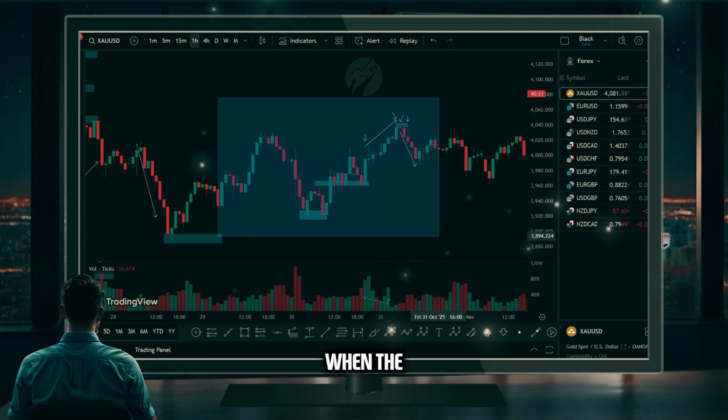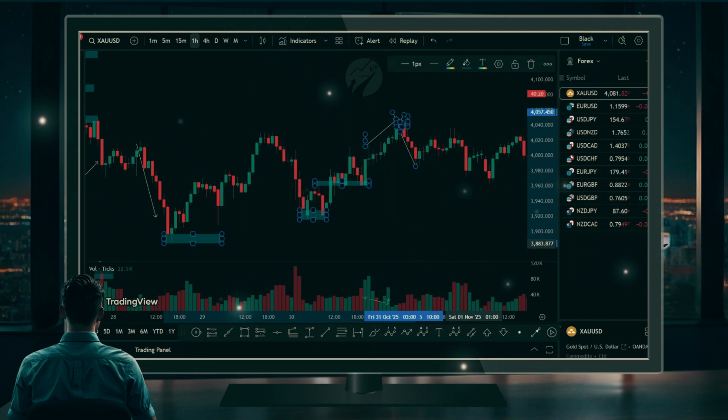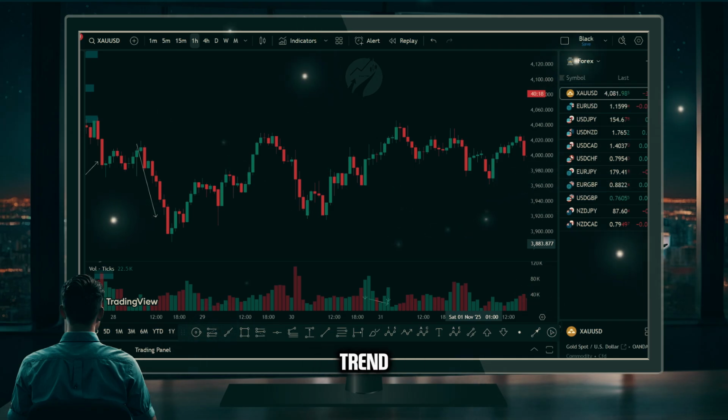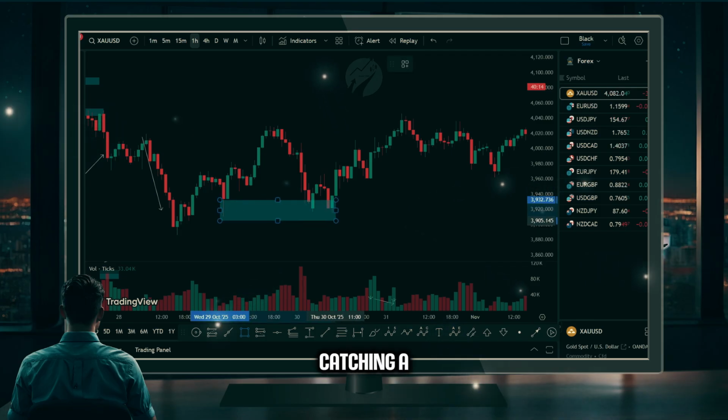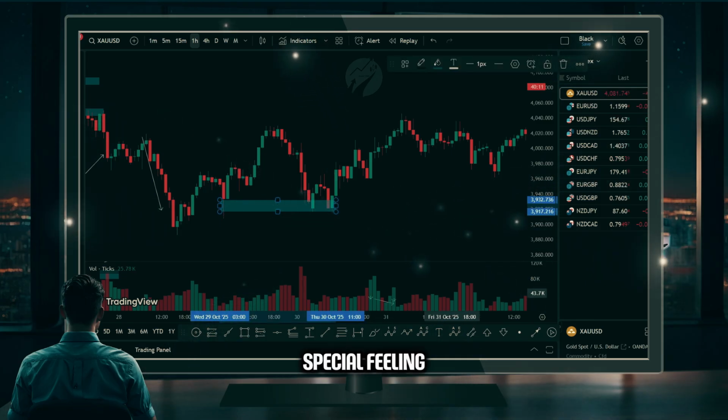Method 2. When the market steps into a new realm. If the first method helps you follow the trend, this one helps you catch real reversals. And I must say, catching a clean, accurate reversal is a special feeling.